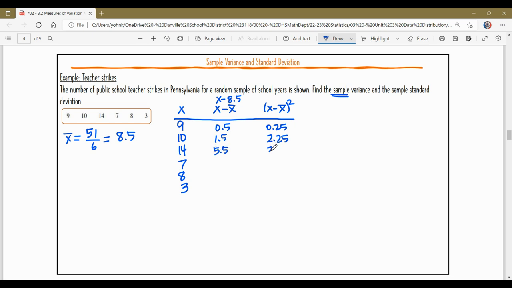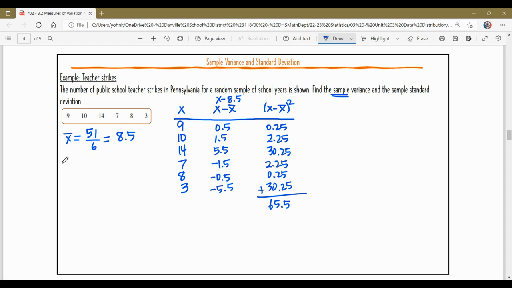7 minus 8.5, negative 1.5. Squared is 2.25. 8 minus 8.5 is negative 0.5. Squared is 0.25. 3 minus 8.5 is negative 5.5. Squared is 30.25. Add up that last column. If I add this last column up, I get 65.5.